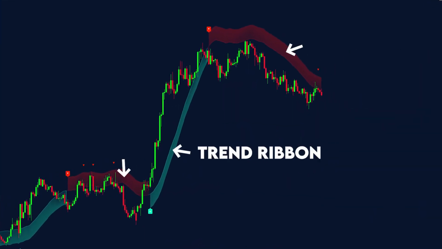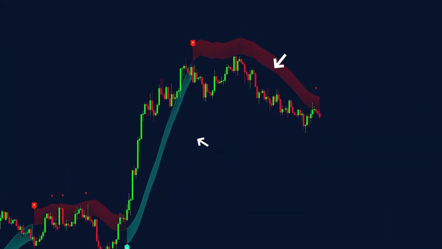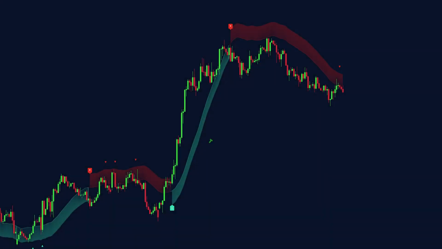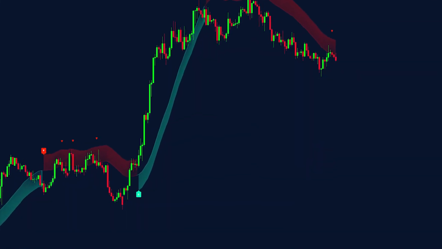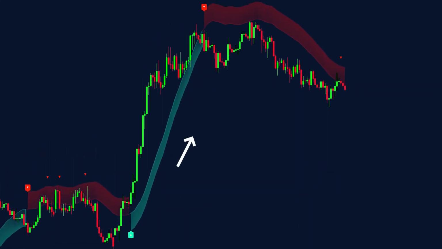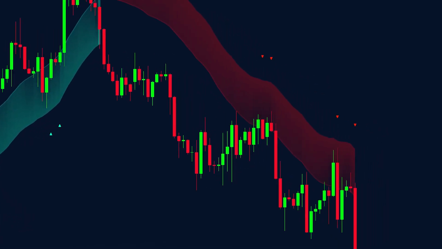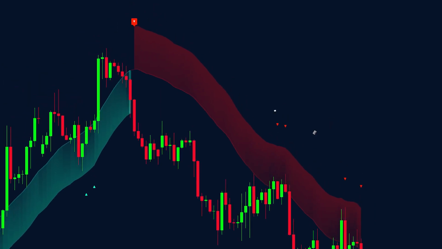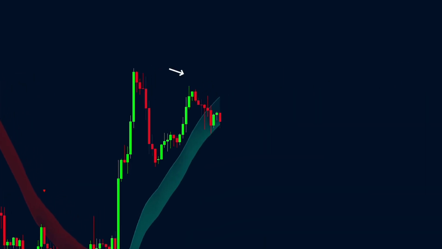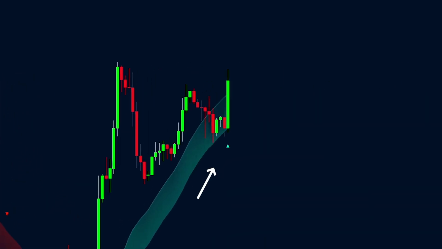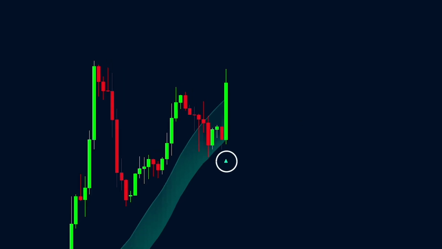You've got the trend ribbon that changes color, red for bearish, green for bullish. But that's not all. You see these arrows? They're your bread and butter. Green arrow means the trend's turning up. Red arrow means it's heading down. You see these tiny arrows along the ribbon? That's where the magic happens. They show you pullbacks. Perfect entries if you miss the main move. And when the price pulls back to the ribbon in a bullish trend and bounces, a mini green arrow is printed.